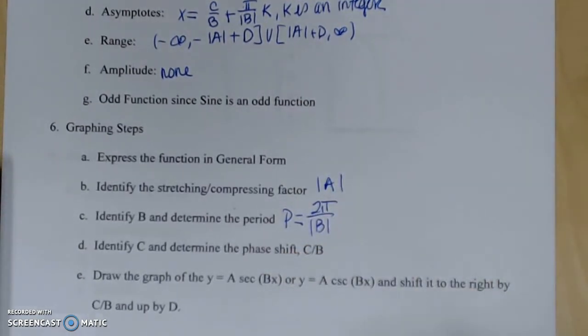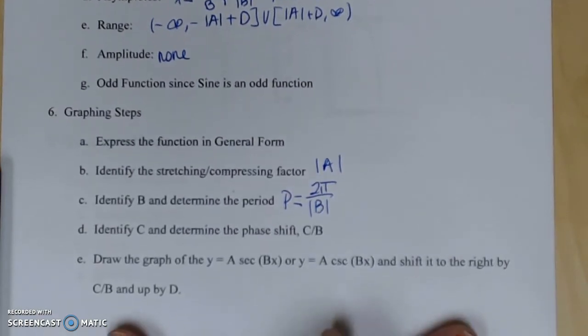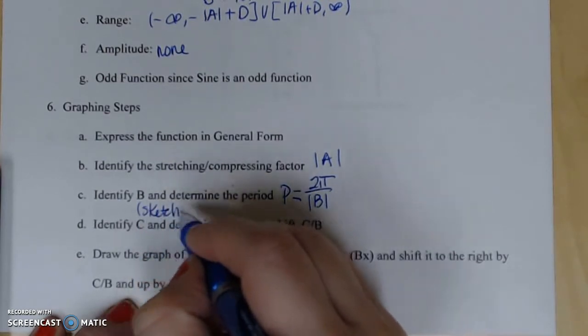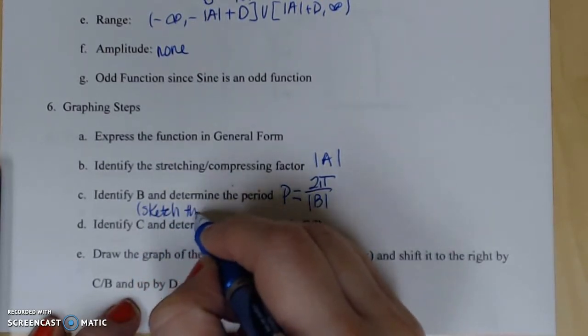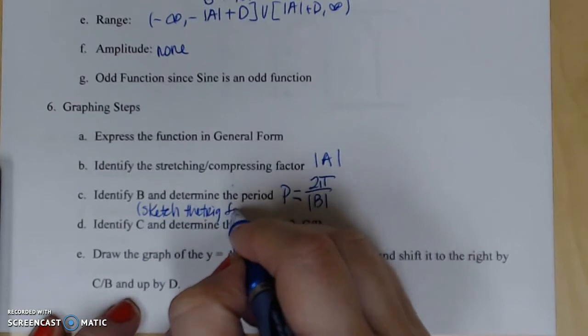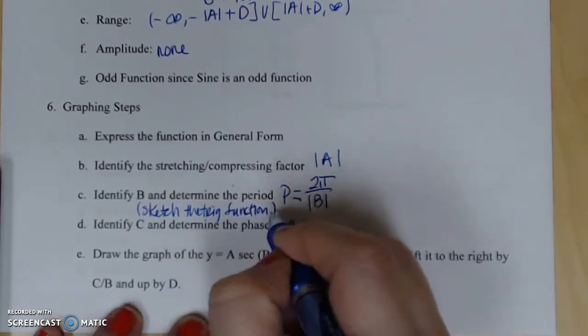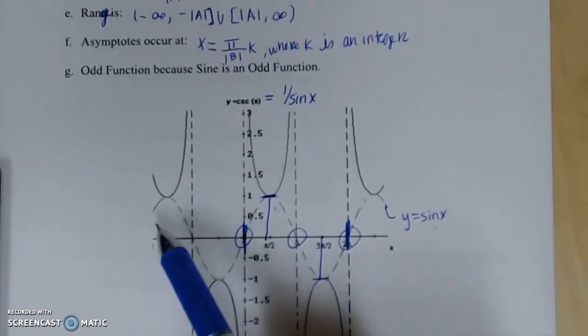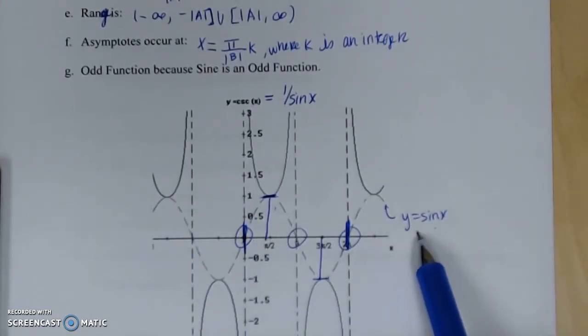Sketch the graph of whatever you're working with. We know that cosecant and secant are both reciprocal functions of sine and cosine. So let me add that in here. Sketch the trig function based off whatever reciprocals they are, because you can see when we were working on this cosecant one, it was dependent on what was happening with sine.